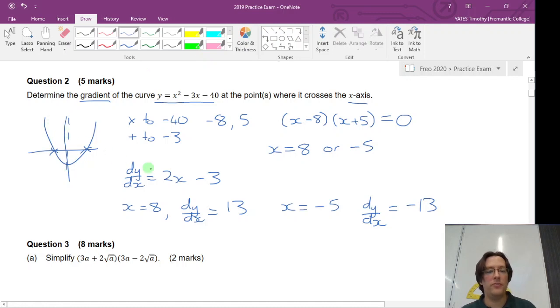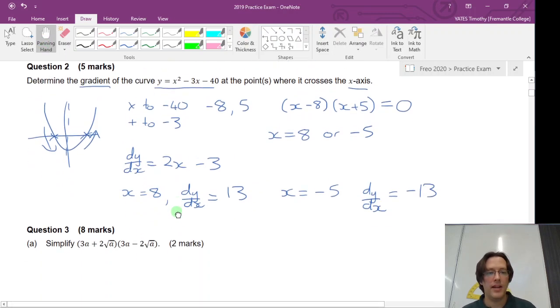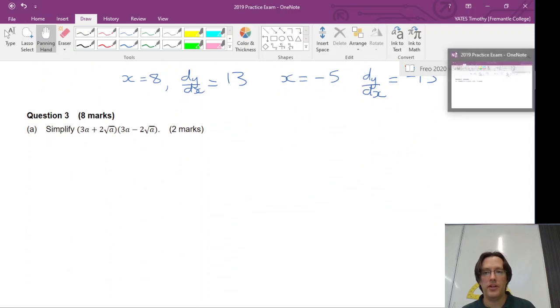So we do expect the gradient on one side, so this one is going up, to be exactly the same as the gradient on that side. So the fact that we've got the same number there is a nice little sanity check to let us know we're doing the right thing.